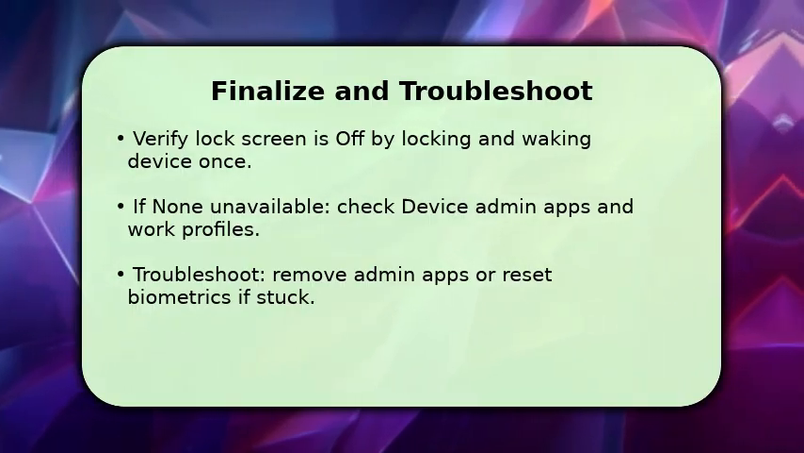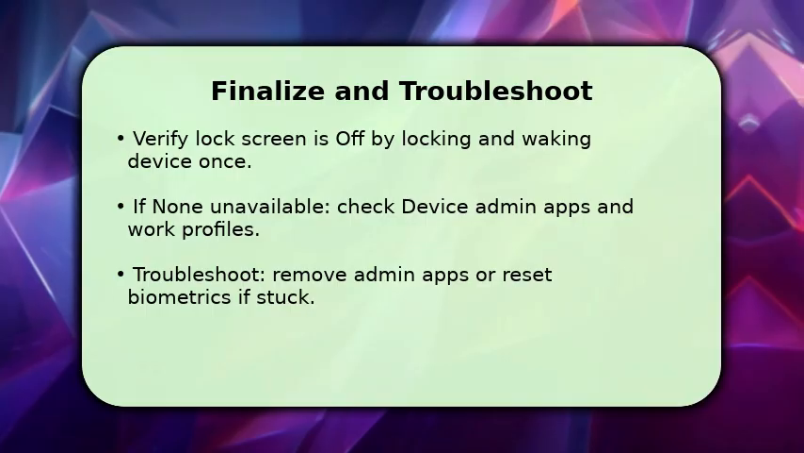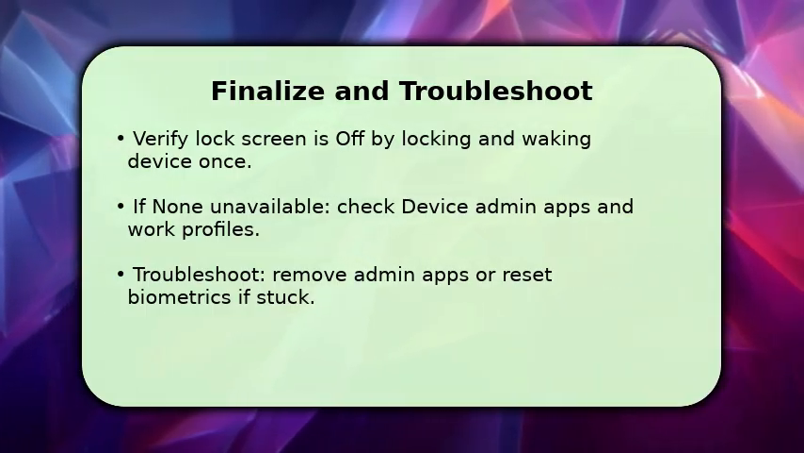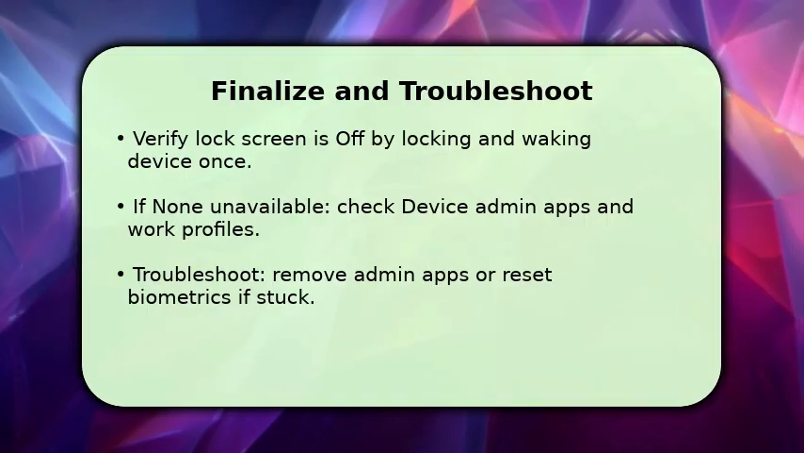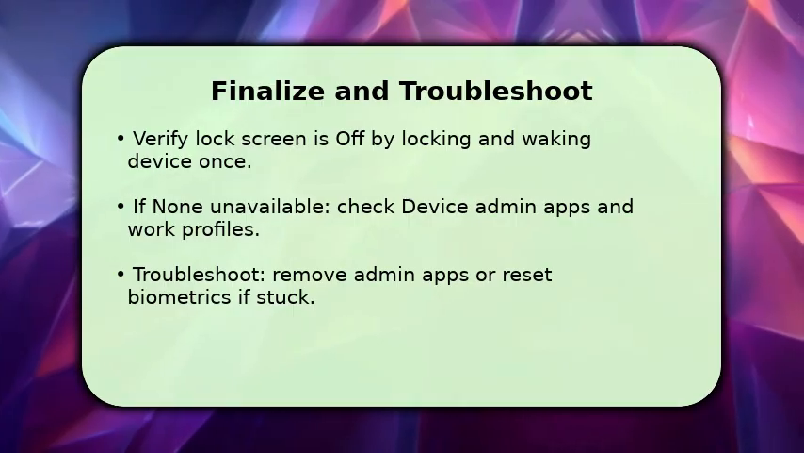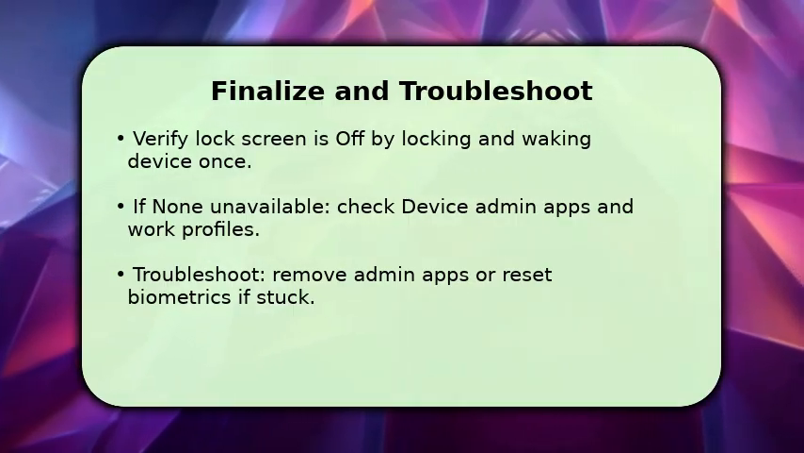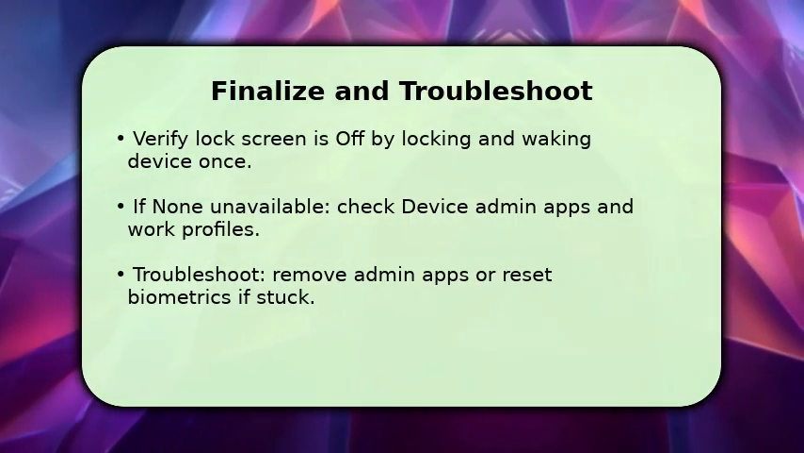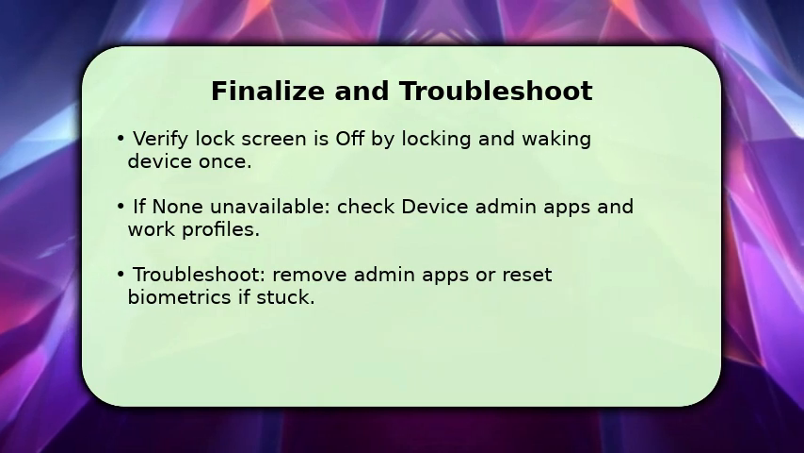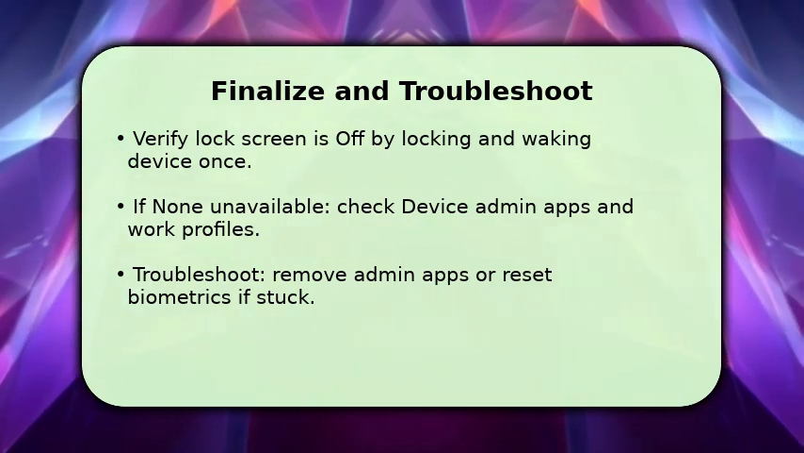If the None option is grayed out, make sure no device admin apps, Find My Mobile, or a work profile enforces a lock. Disable those or sign out. If biometrics still block changes, remove stored fingerprint/face entries, then retry. One key troubleshooting tip. If settings behave unexpectedly, reboot the phone and reattempt the steps before considering a factory reset.